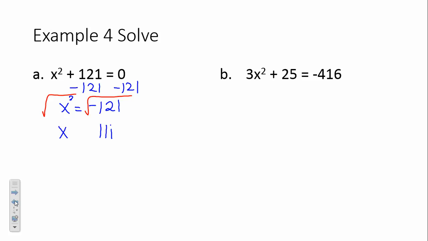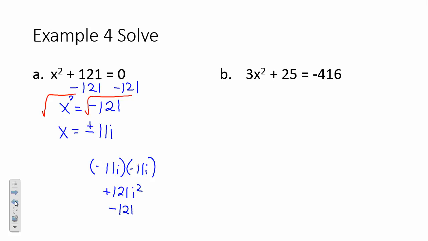Because what doesn't negative 11i times negative 11i also get us a negative 121? Let's check. Negative times negative is positive. 11 times 11 is 121. i times i is i squared. But you told me earlier that i squared equals negative 1, so I'll still get a negative 121. So I have to remember every time I take that square root to not lose that plus or minus. Okay, so x is a positive 11i and x is a negative 11i.